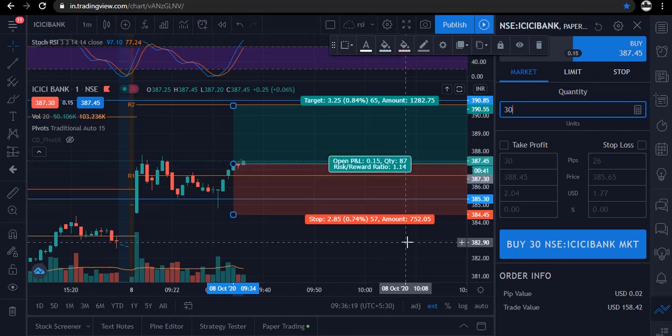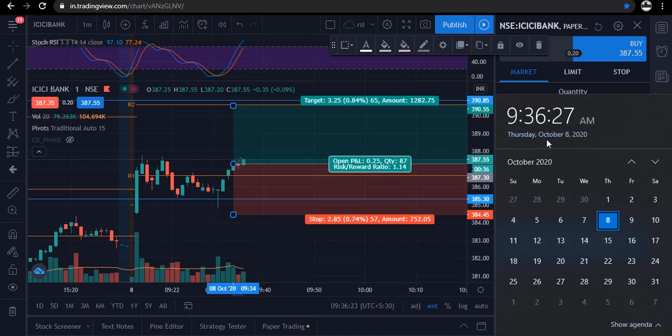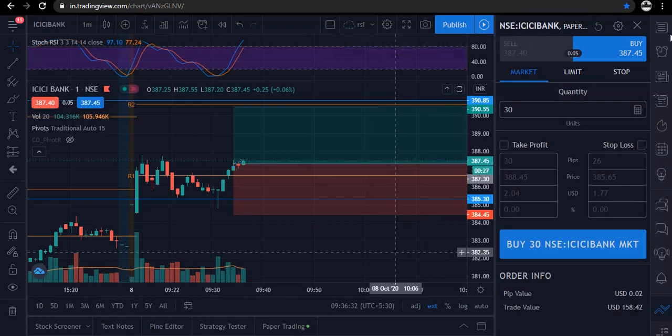Now let me show you today's date and time. So today is 8th of October 2020 and currently the time is 9:36 AM. Now coming on to our watch list, traders.